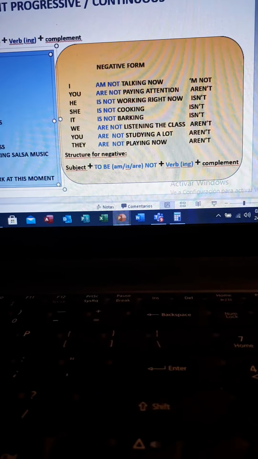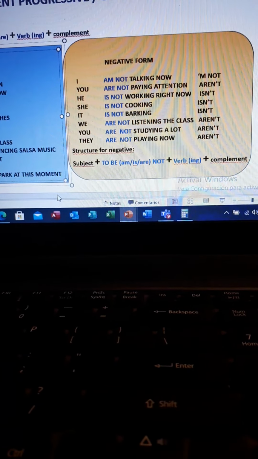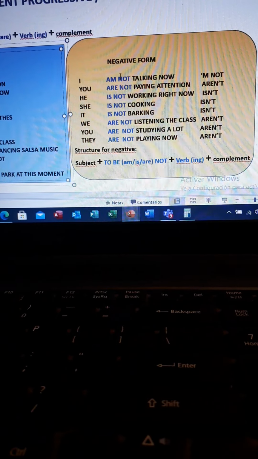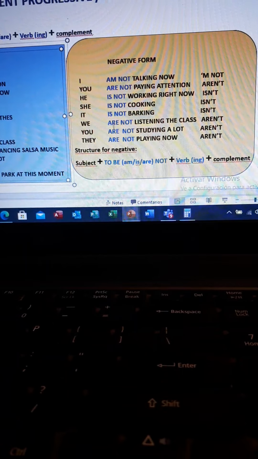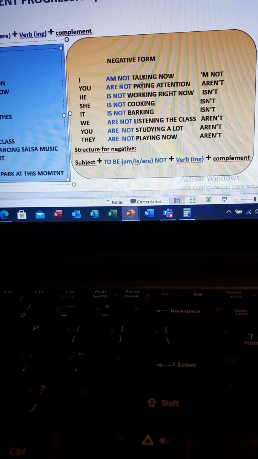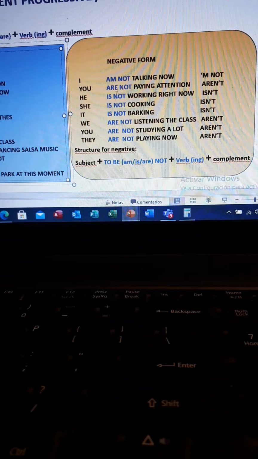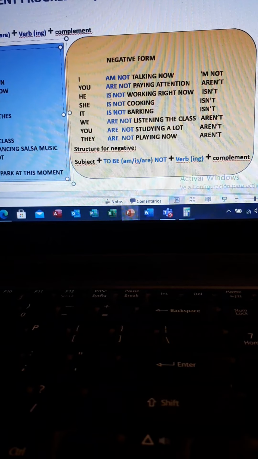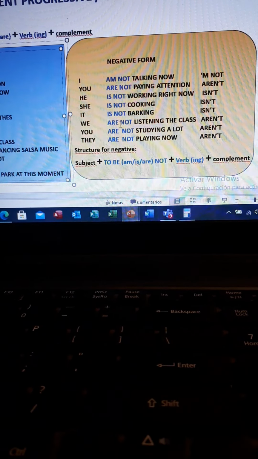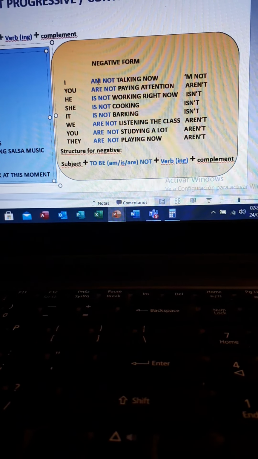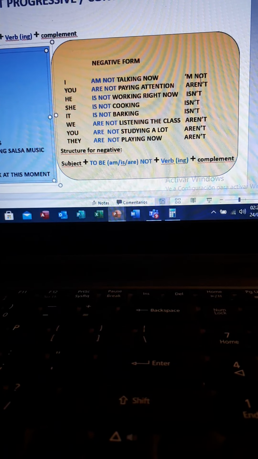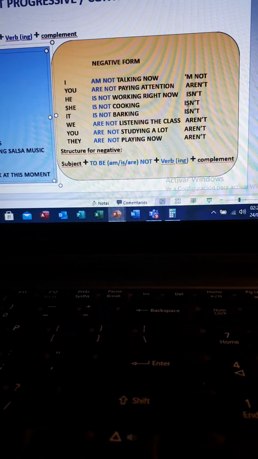Now we're going to work with the negative form. The negative is very easy. The only thing that you have to do is include the negative not, not to the pronoun, not to the action, not in the complement. It always goes with the auxiliary. I am not, is not, or are not. And if you want to use the short form or the contracted form, remember that am not is the same as I'm not. Are not is the same as aren't. Is not is the same as isn't.